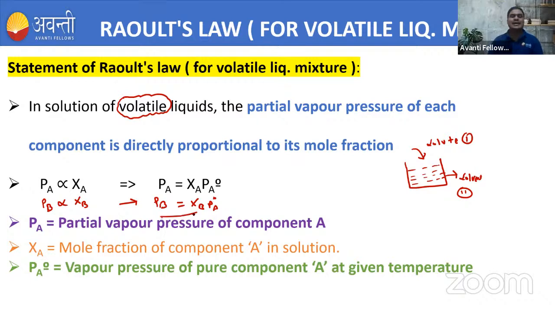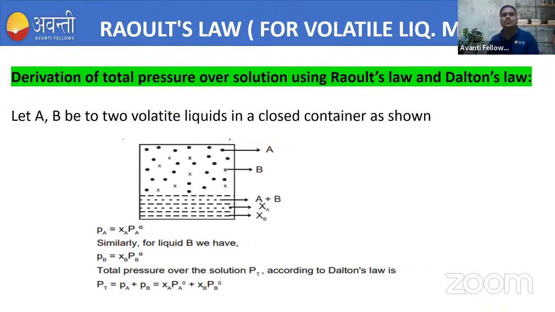This is how you calculate the partial vapor pressure. This is the statement, where PA stands for the partial pressure of component A, XA represents the mole fraction of component A, and P naught A represents the vapor pressure of component A at the given temperature, or in the pure state. So how do we derive the total pressure over the solution using Raoult's law and Dalton's law?